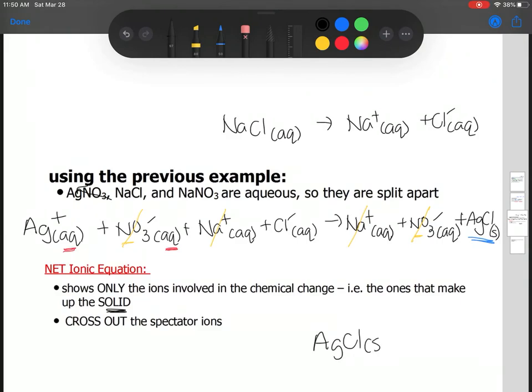We have AgCl. It is made of silver and chloride ions. Or take a look, what's left over once you cross stuff out? We have silver and chloride makes silver chloride.